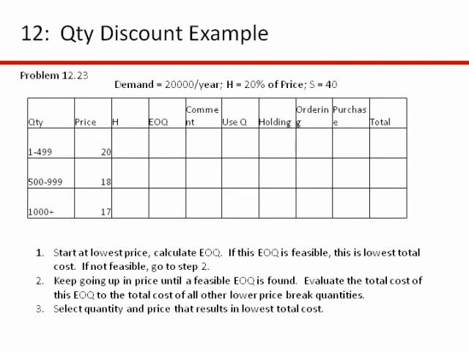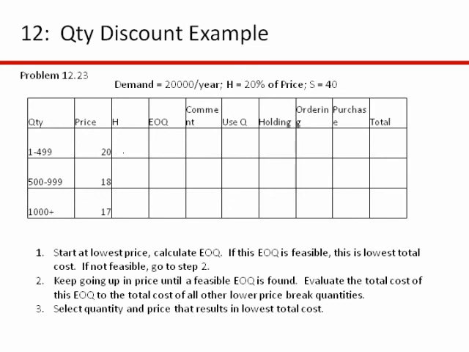Okay, I'm going to get my Excel sheet opened up here so I can calculate these as we're doing them. In this particular problem, problem number 23, it gives us that demand is 20,000 per year, that the holding rate is 20% of price, and that the ordering cost is $40 per order.